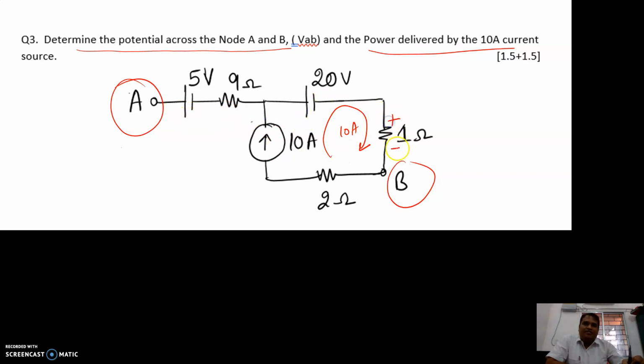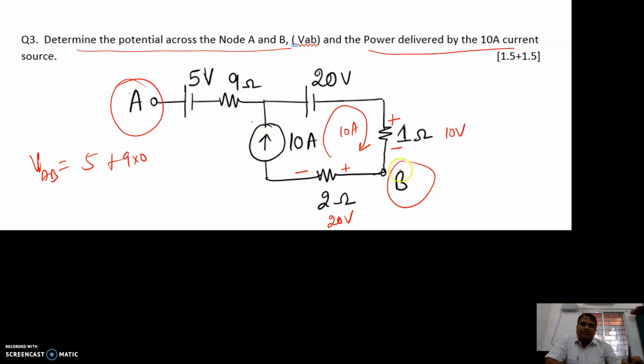So the polarity of this is to be formed. Now the polarity is done. This voltage potential is 10 into 1, which is 10 volts, and the potential over here is 20 volts in this polarity. When you ask for VAB, obviously VAB equals this 5 volts plus 5, and this is 9 into 0, because no current is flowing over here.